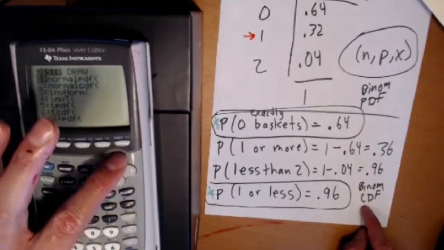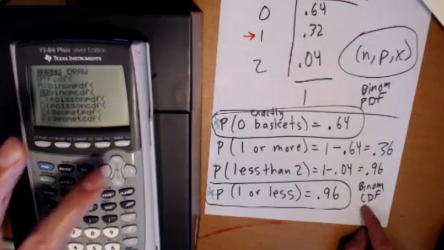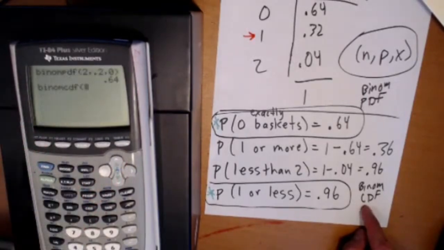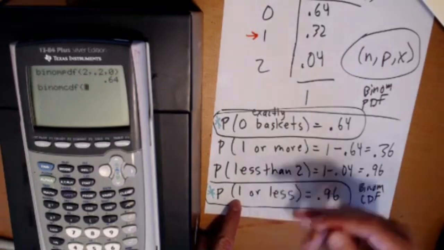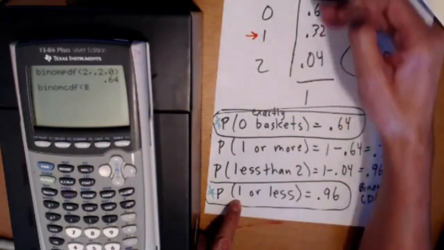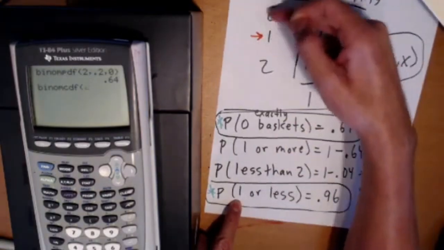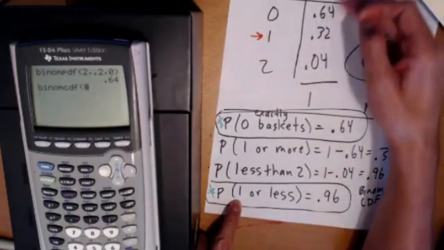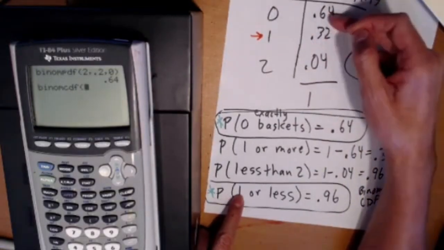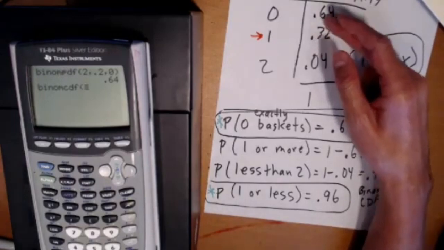Distribution, CDF, enter. So CDF is going to look at the 1 and everything below it, but that's confusing because I'm pointing up. It'll look at the 1 case and the 0 case and add them all up.